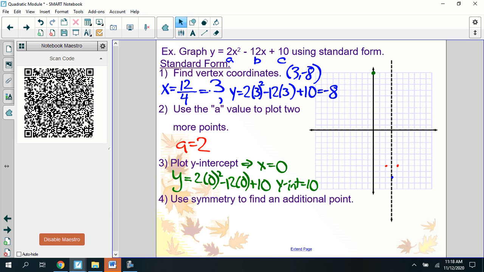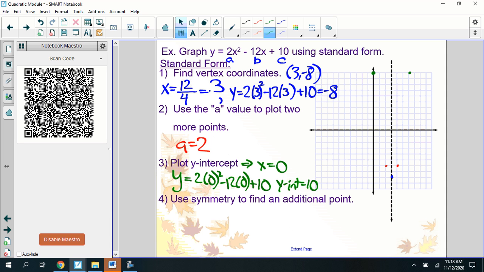The reason why I bothered drawing that line is because you'll notice that line of symmetry goes straight through the vertex. You'll notice the 2 points we got from the A value, the 2 red points, are equidistant from that line of symmetry. But here we graphed the y-intercept, and the y-intercept is 3 to the left of the line of symmetry. So you can go 3 to the left or 3 to the right of the line of symmetry, and you'll get yet another point. So using symmetry, this is my y-intercept on the left.